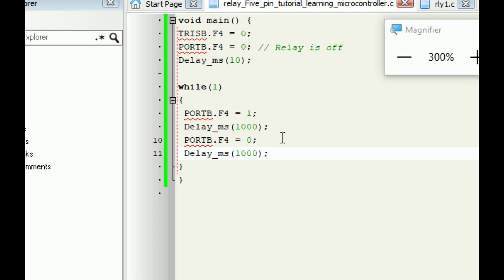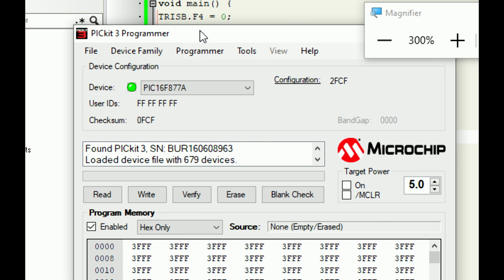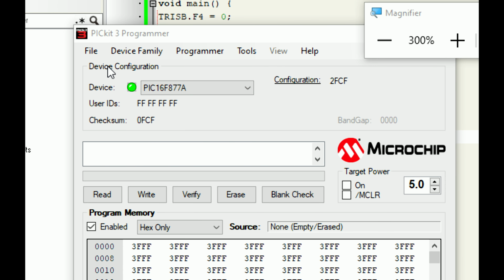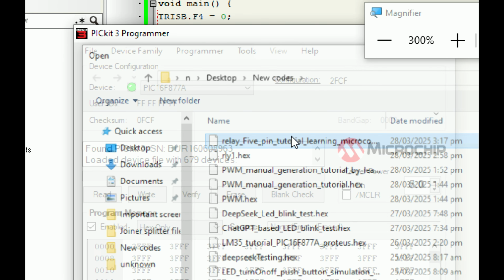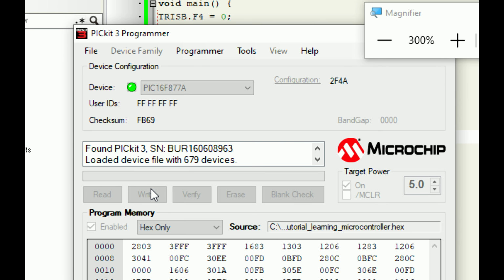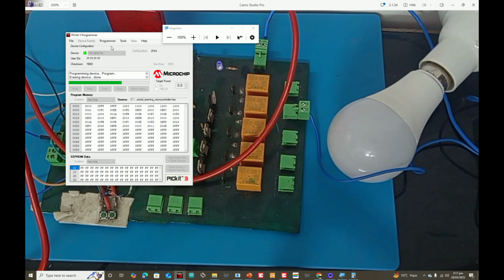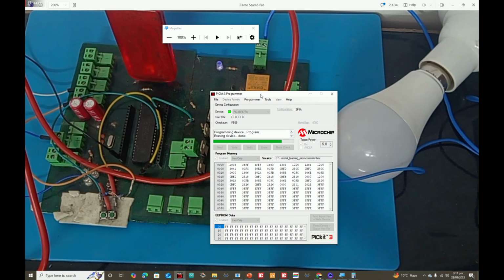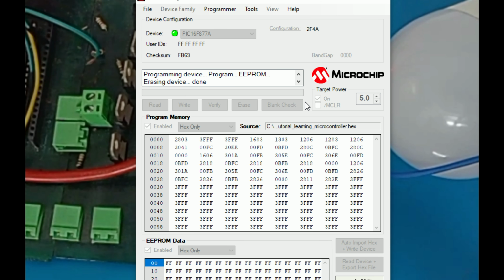successfully built. Okay, I go to the PIC16 programmer tool. I have a video lecture on this. Please check it out, how to download and install and use this tool. Click on file, import. Actually, this is the file. Click on write. Okay, the new file is being written. Let's go to the hardware and see what happens. Then we will power up the circuit using the PIC16.